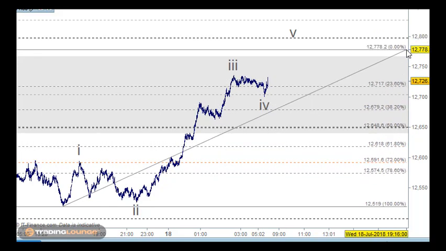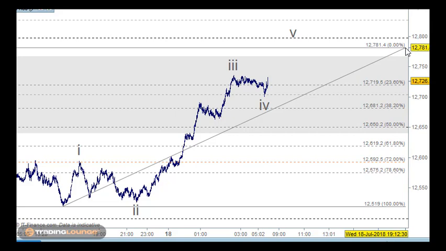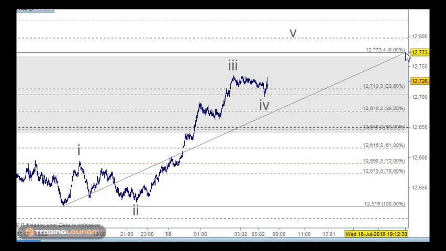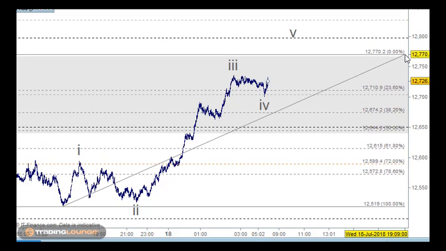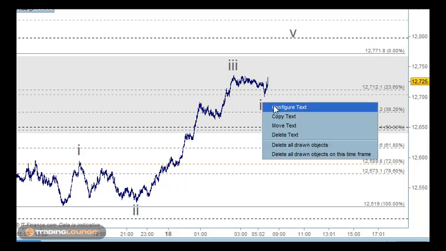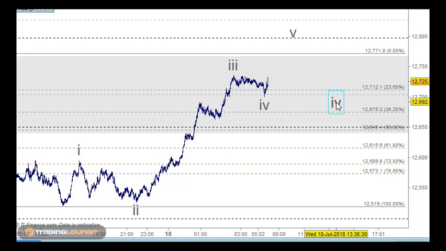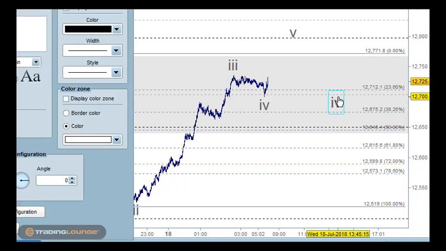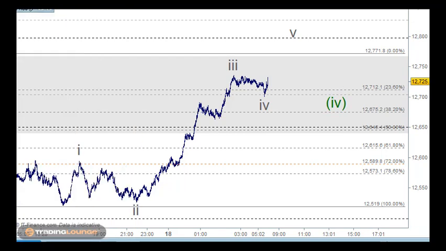So on the side over here, 12,780, 12,772 in here. I'll just put that in there. So when this market pulls back, it can pull back as, copy that there and put that there, as wave 4. We need to put that into green.